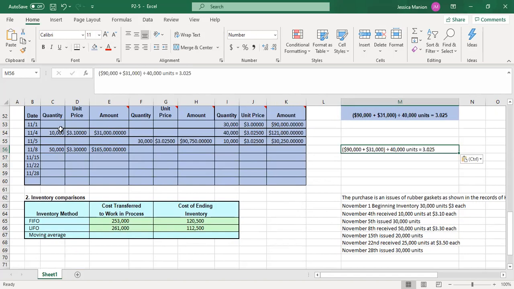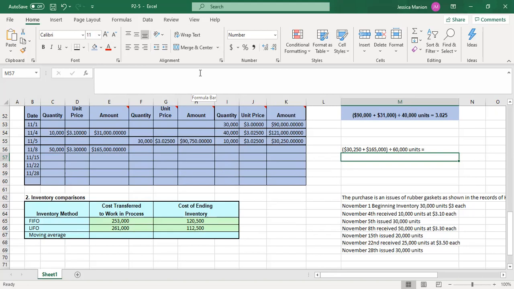Okay, so now we've got 10,000 units at 3.025 per unit. So that's a total cost of $30,250, right? And then we have these 50,000 units at $3.30 each. That's a total cost of $165,000. So now the numerator is 30,250 plus 165,000, divided by now 60,000 units, because that cost represents 60,000 units, right? So let's do the math on this. 30,250 plus 165,000 equals 195,250 divided by 60,000 units.